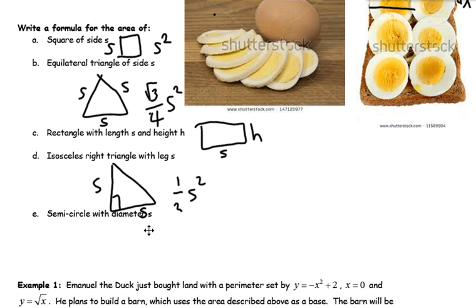And then the final one is a semicircle with diameter S. And again, we're not going to spend the time to show you where the formula comes from, but again, some of you may already know it. So if I have a diameter of S and I was to find that area, then you're going to have pi over 8 S squared.